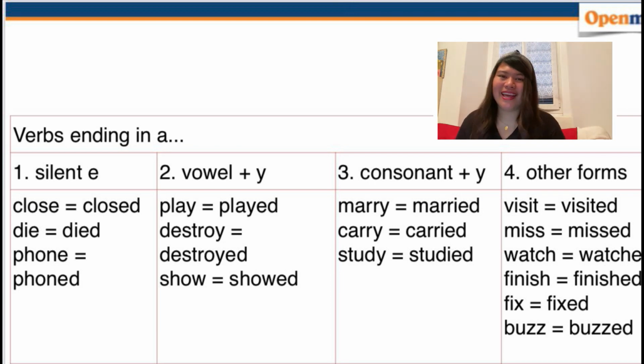The third one is a verb ending in y, but there is a consonant before the y. An example is study. The verb study ends with y, but there is another consonant before the y, which is d. In this case, we take away the y and change it to i and put the suffix ed. Now the verb study becomes studied. Again, studied.